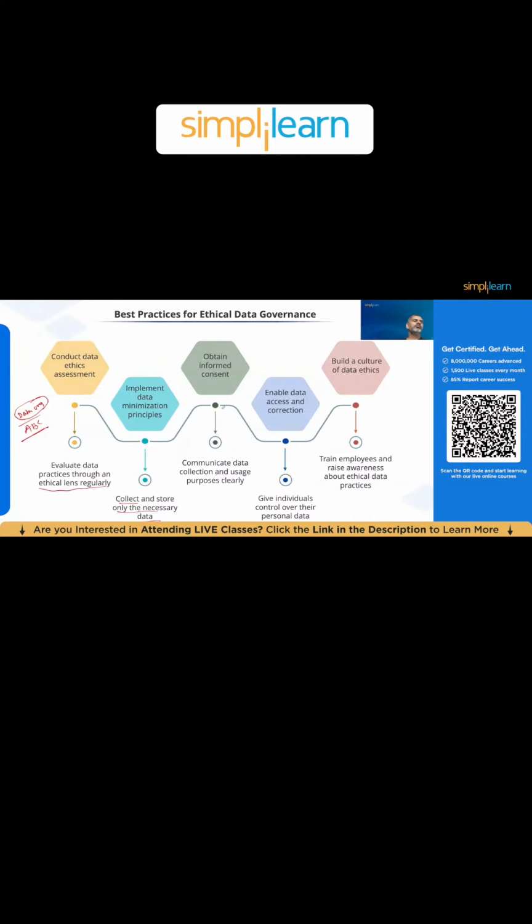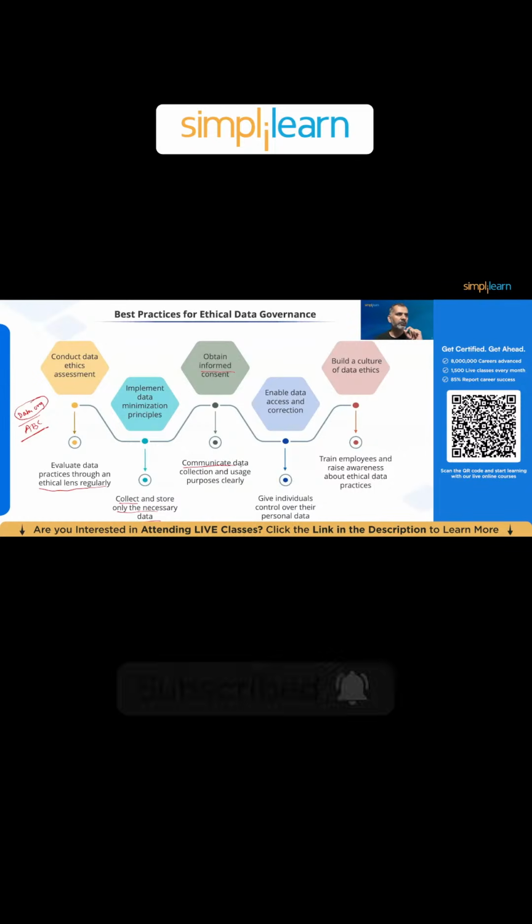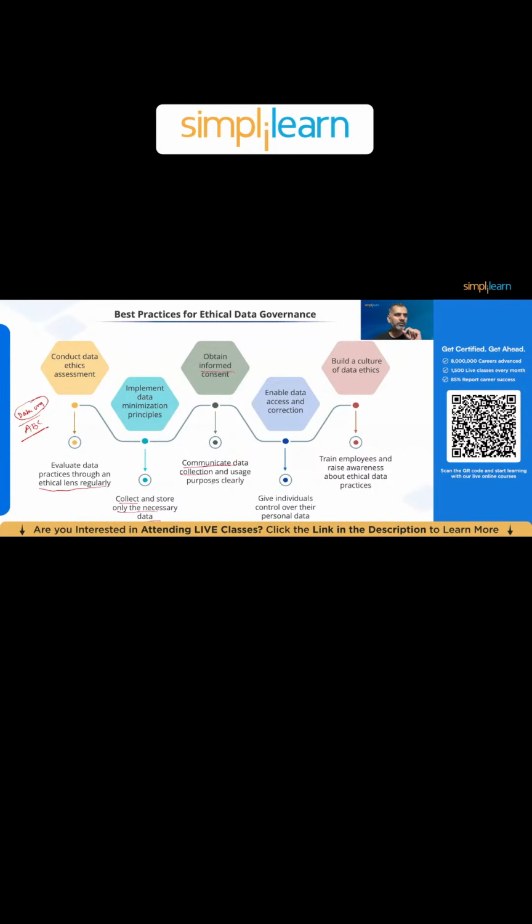Next, your system must obtain informed consent. If you are collecting any personal information, you have to take consent from the user. So you should have proper communication about the data collection and use purposes, clearly. Next is enable data access and correction. This is like giving control to the user. So the user can update or access their personal data whenever it is required.